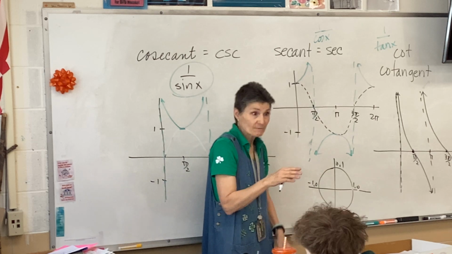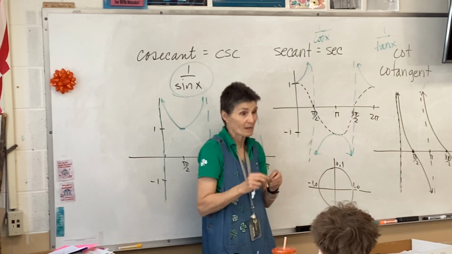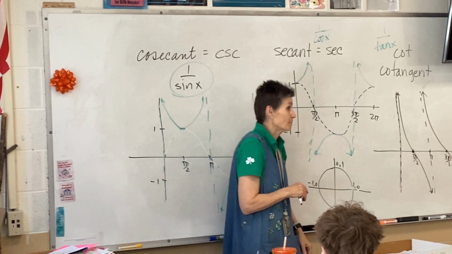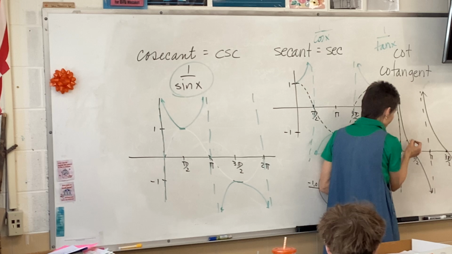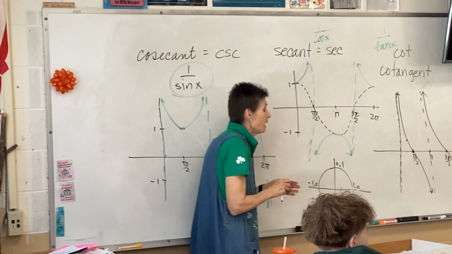Now, it's a negative tangent shifted, because a negative tangent would have asymptotes at pi over 2. Yes, so it's a negative tangent and this shifted. So like this point right here, that's pi over 4, that's 1.